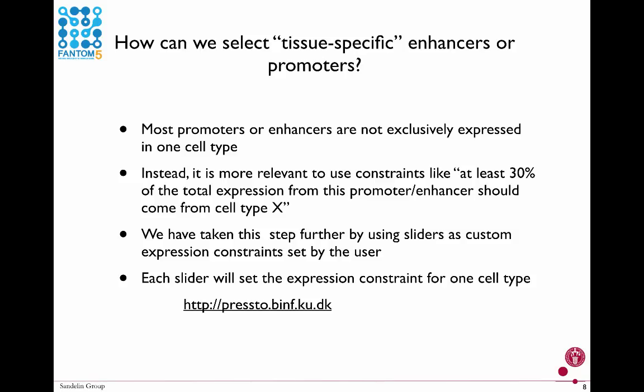Most users of the promoter and enhancer atlases would like to select a subset of enhancers and promoters which are only used in the cell or cells of interest. However, most promoters and enhancers are not exclusively expressed in one cell type. We find that it is more relevant to use constraints like at least 30% of the total expression from this promoter or enhancer should come from cell type X.